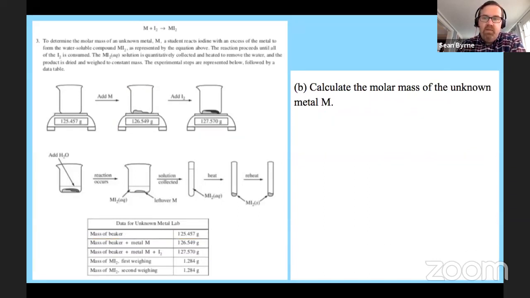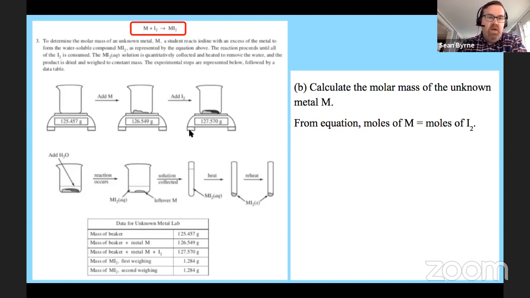Okay, part B asks us to calculate the molar mass of the unknown metal. Well, what's the definition of molar mass? Molar mass is grams per mole. So I'm going to have to look at my equation up there. So M, whatever the unknown metal is, plus I2 produces MI2. And I'm going to want to use that to reinforce for myself that the moles of M are equal to the moles of I2. They are together in a 1-to-1 ratio. If this is a balanced equation, as represented by the equation above it, we'll reinforce that from the problem that's right there. So I can assume that the moles that I calculated in part A are equal to the moles that I need in part B, so that'll be the moles of M.